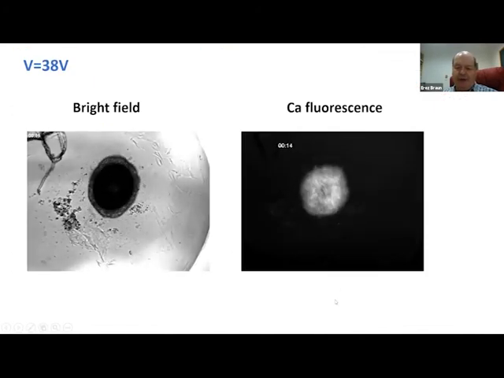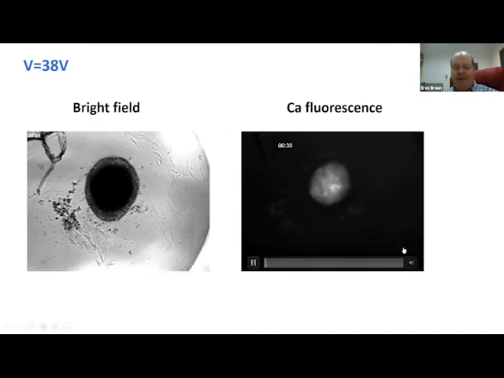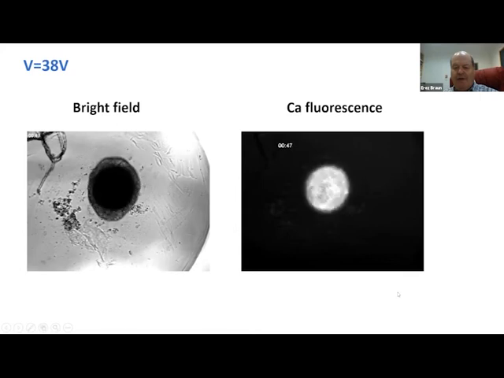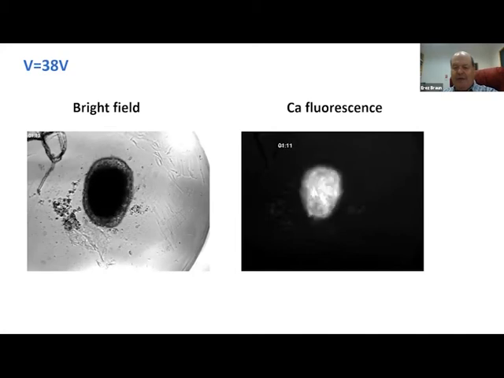Actually, to get an impression, you can see this synchronized movie. This is bright field on the left, and this is the fluorescence on the right. Look at it for a minute. You'll see by eye that fluctuations in calcium that come in affect the morphology of the tissue.